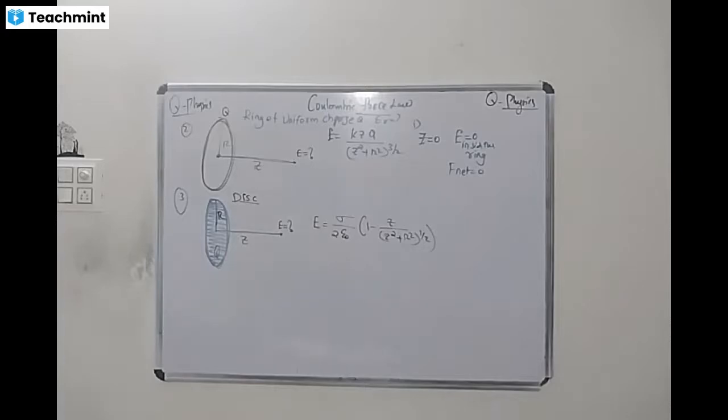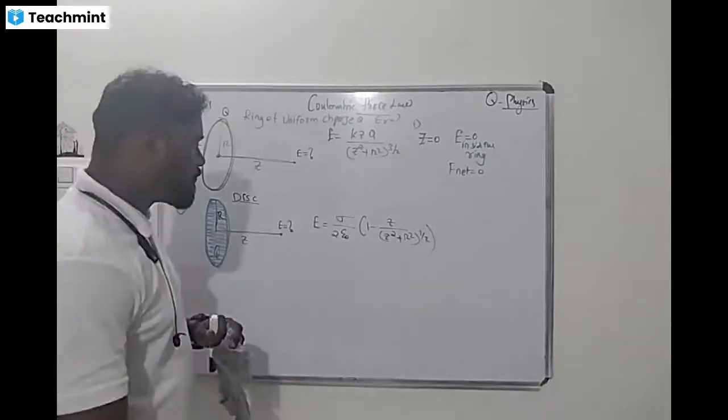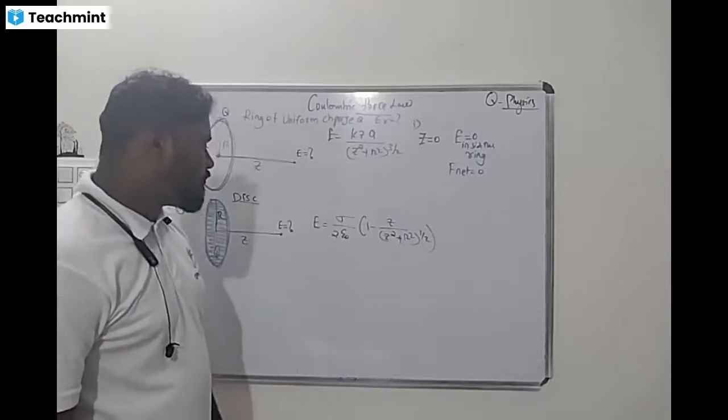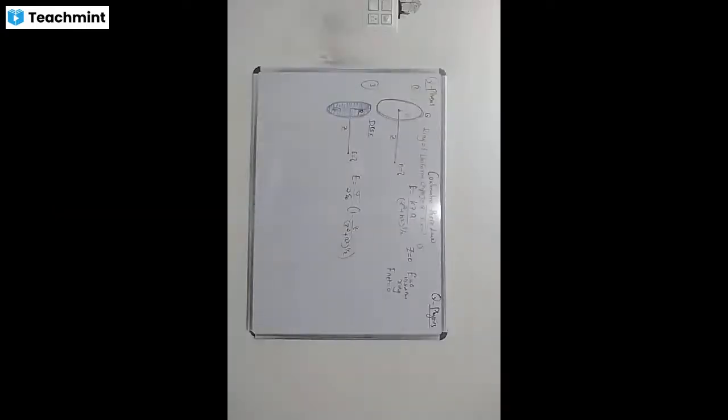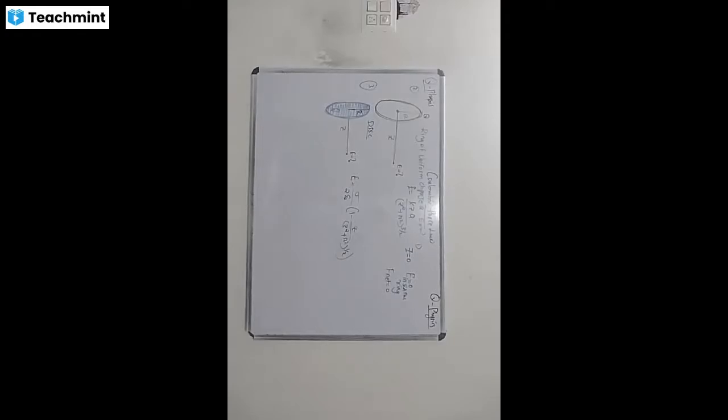For the charge density along the rod, the electric field Ey is equal to k lambda by r (cos theta 1 minus cos theta 2). Perpendicular to the rod, the electric field Ex is equal to k lambda by r (sin theta 1 plus sin theta 2). Next, for the ring of uniform charge, the electric field E is equal to k z q divided by (z square plus r square) whole power 3 by 2. For the disk, E is equal to sigma by 2 epsilon 0 (1 minus z by (z square plus r square) whole power 1 by 2).